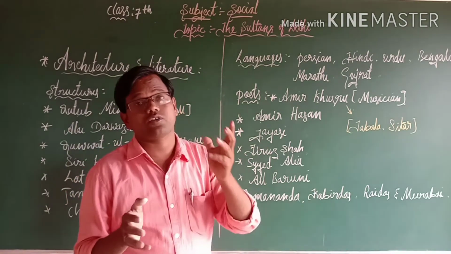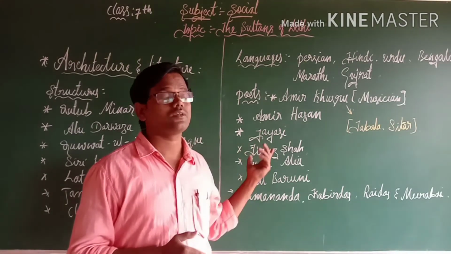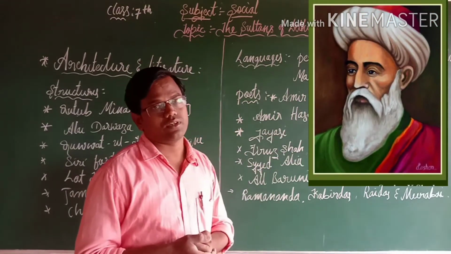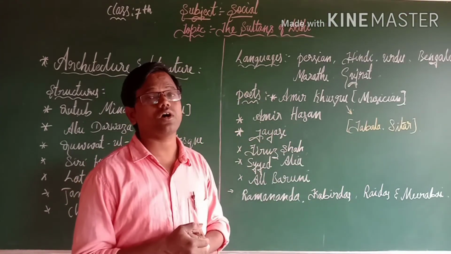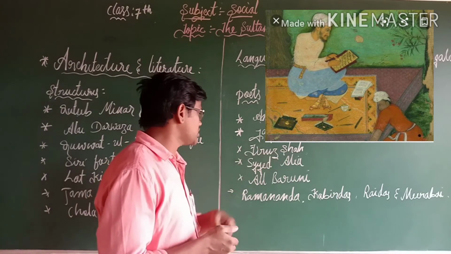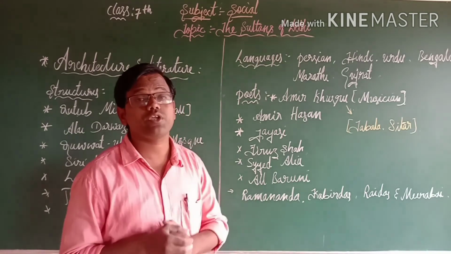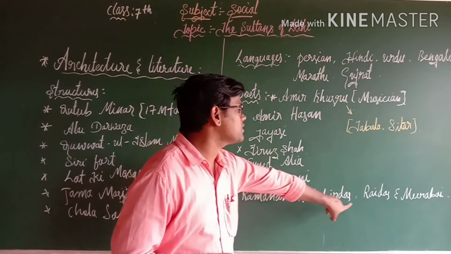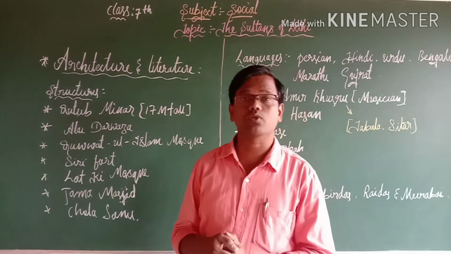The next one is poets. There were many poets who adorned the Sultanate of Delhi. Let us discuss who the important poets were. Amir Khusro was a great musician, and he also knew the tabla and sitar very well. A few other important poets were Amir Hasan, Jayasi, Firoz Shah, Sayyid Alia and Allah Baroni. With that, we can see other important social and religious reformers: Ramananda, Kabir Das, Ravidas, and Mirabai. So this was about the cultural contributions of the Sultanate of Delhi.